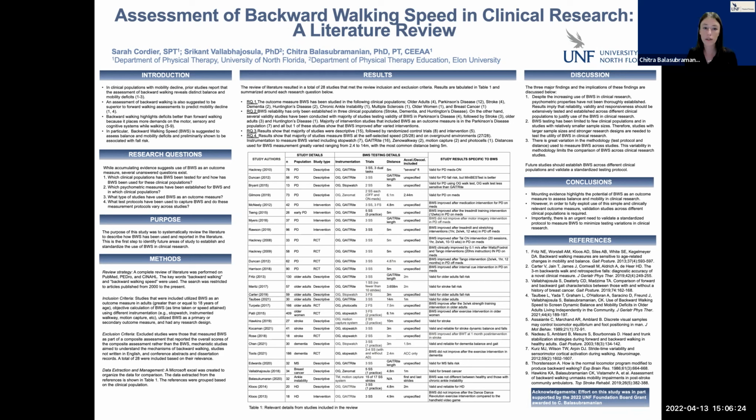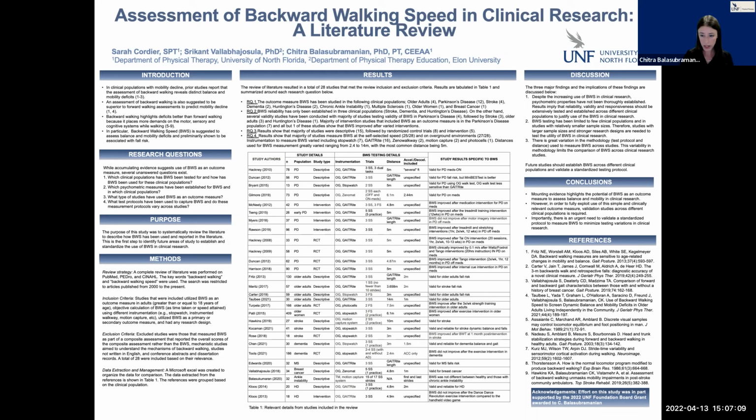There were more validity studies, and the majority of these were tested in Parkinson's disease. There were also a few in stroke, older adults, and Huntington's disease. And the majority of the intervention studies that included backwards walking speed as an outcome measure were from the Parkinson's disease population. And all but one of these studies showed improvements in the speed after the interventions. Then in terms of the type of studies, most of them were descriptive, followed by a combination of randomized control trials and intervention trials for about the second half of the studies.